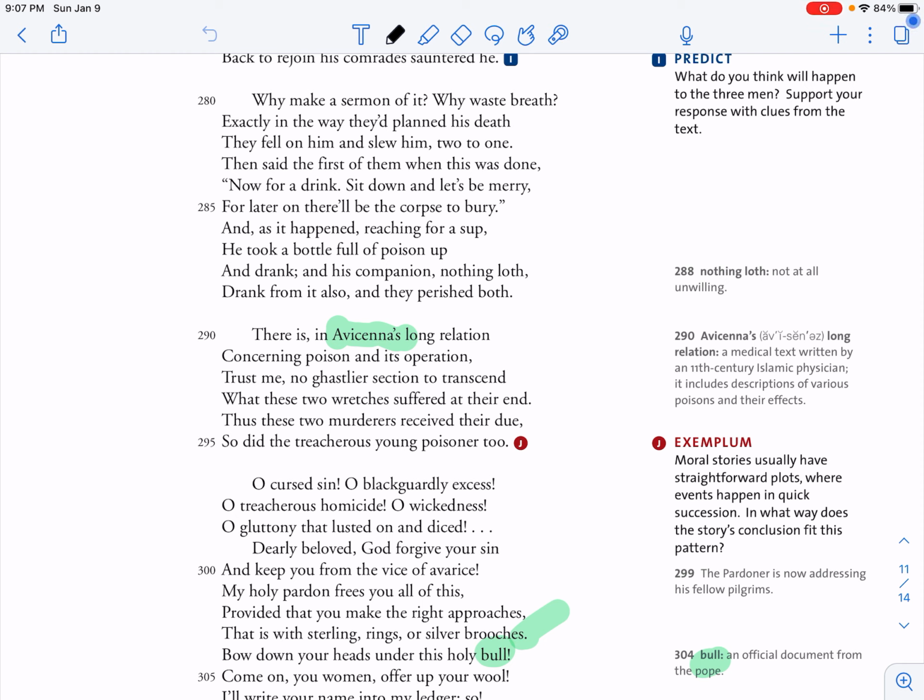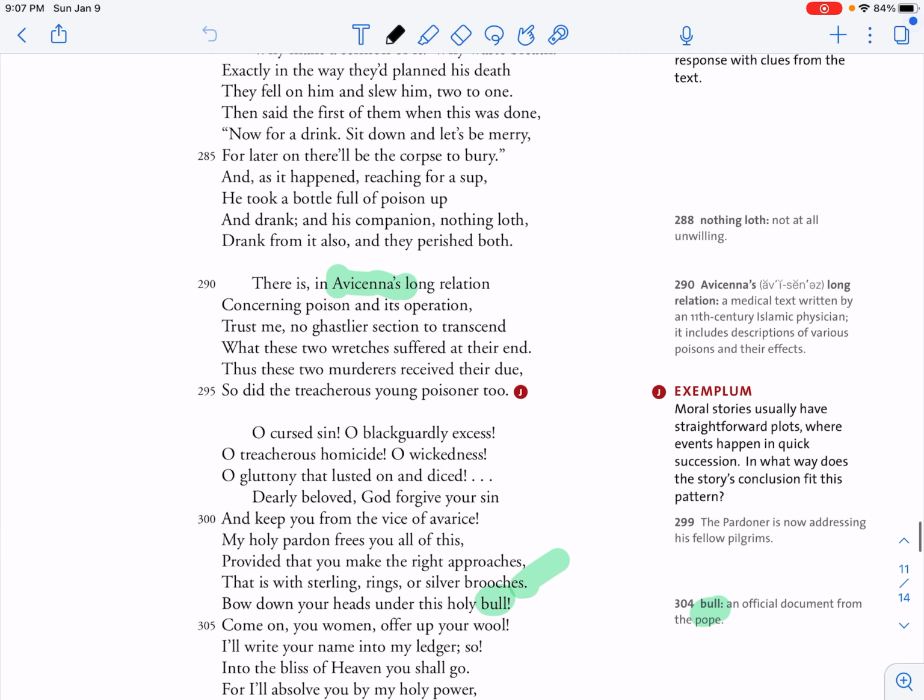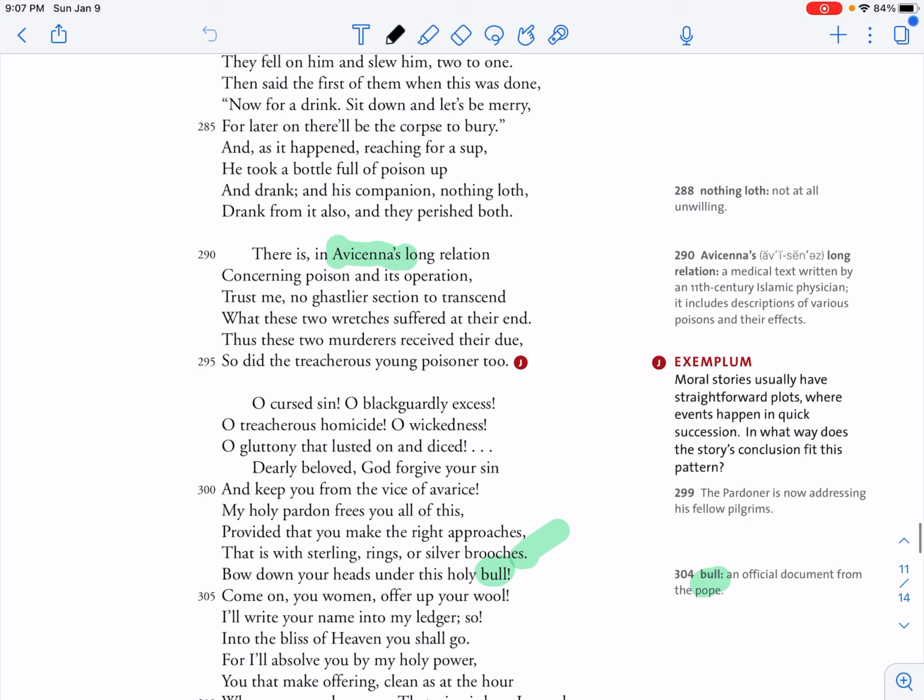Why make a sermon of it? Why waste breath? Exactly in the way they'd planned his death, they fell on him and slew him when the young one gets back. Two to one. Then said the first of them, when this was done, now for a drink. Sit down and let's be merry, for later on there'll be the corpse to bury. And as it happened, reaching for a sup, he took a bottle full of poison up and drank, and his companion, nothing loth, drank from it also, and they perished both.